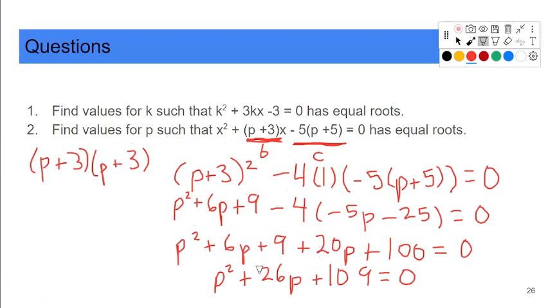Yeah, this is not fun to solve, but let's see. I moved over the 109, and then I tried to divide the 109 by the 26, but it's giving me a decimal. So I think the easiest way is just to solve it as a quadratic again. Because it's in the form p squared plus 26p plus 109 equals 0, you could just solve for p as a quadratic.